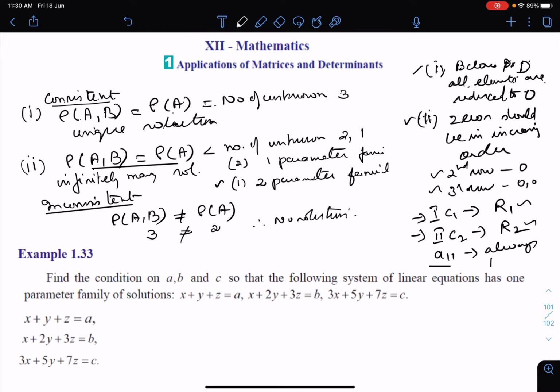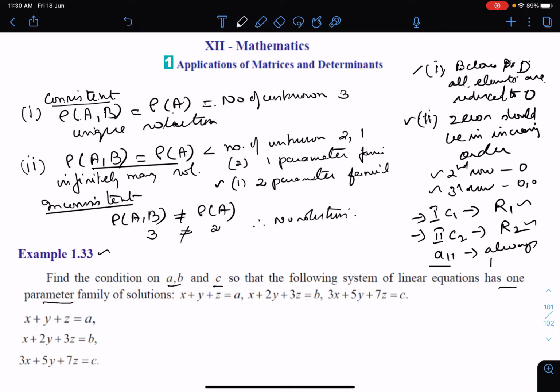Hello 12th standard students, welcome back to chapter 1, applications of matrices and determinants. We are going to see example 1.33. Find the condition on A, B and C so that the following system of linear equations has a one parameter family of solutions. What do you mean by one parameter?